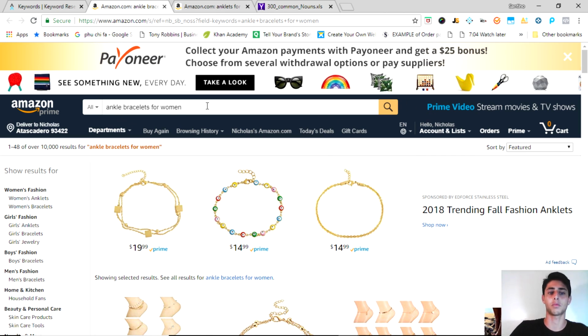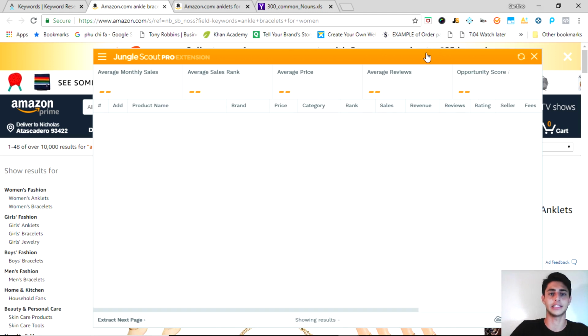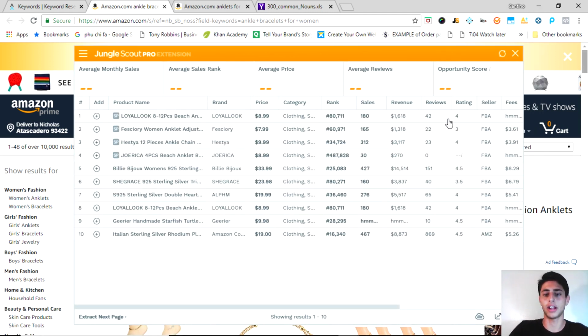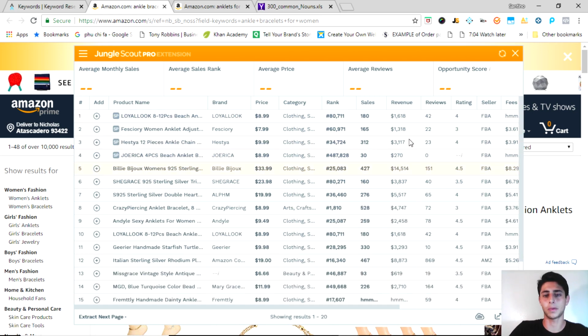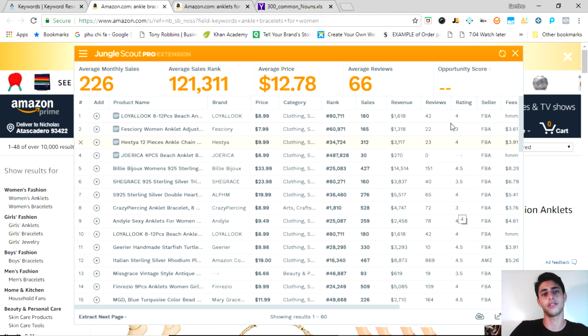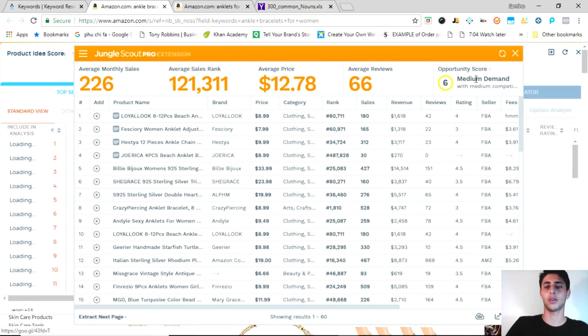So the next one is ankle bracelets for women. So we will just run the Jungle Scout Chrome extension again. So we can see right away, low reviews, but also pretty low revenue. So everything looks decent on the front end of Jungle Scout. So we'll go ahead and also run the Viral Launch Chrome extension. And then something to take note of is the opportunity score. Jungle Scout's giving you a 6 with medium competition and medium demand. So that's just something to take note of.